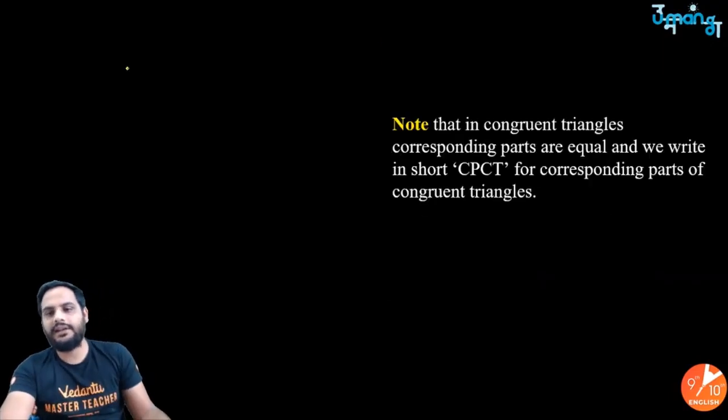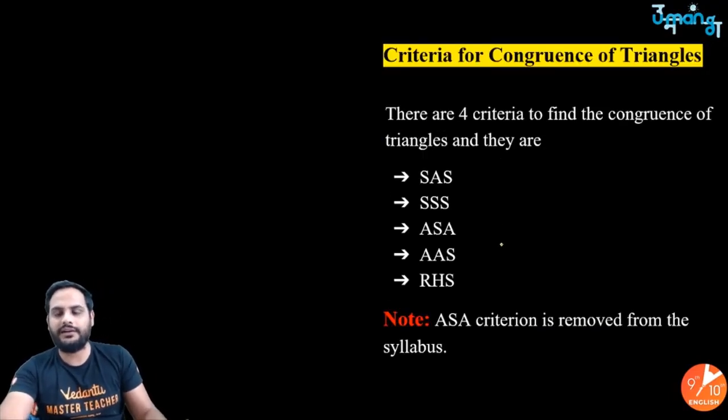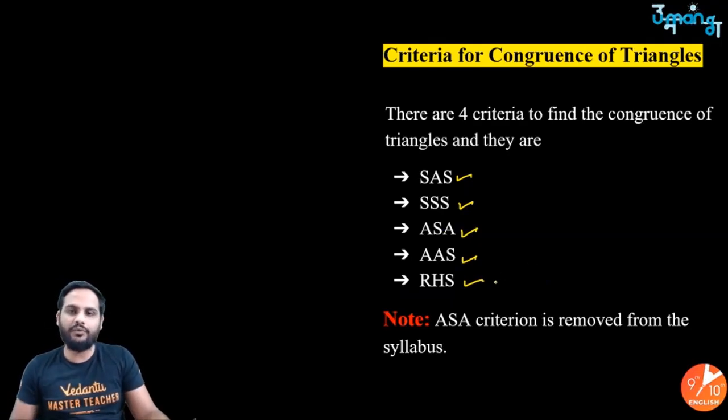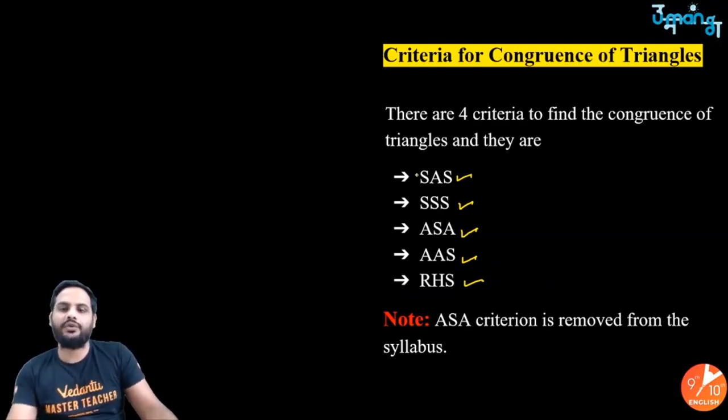Now the criteria are: SAS, SSS, ASA, AAS and RHS. Out of this, ASA has been removed from your syllabus. ठीक है, तो SAS क्या है बेटा? साइड एंगल साइड, SSS साइड साइड साइड, ASA is angle side angle, AAS is angle angle side. So these two are one and the same thing, है ना? They are quite related. Both are very related to each other.